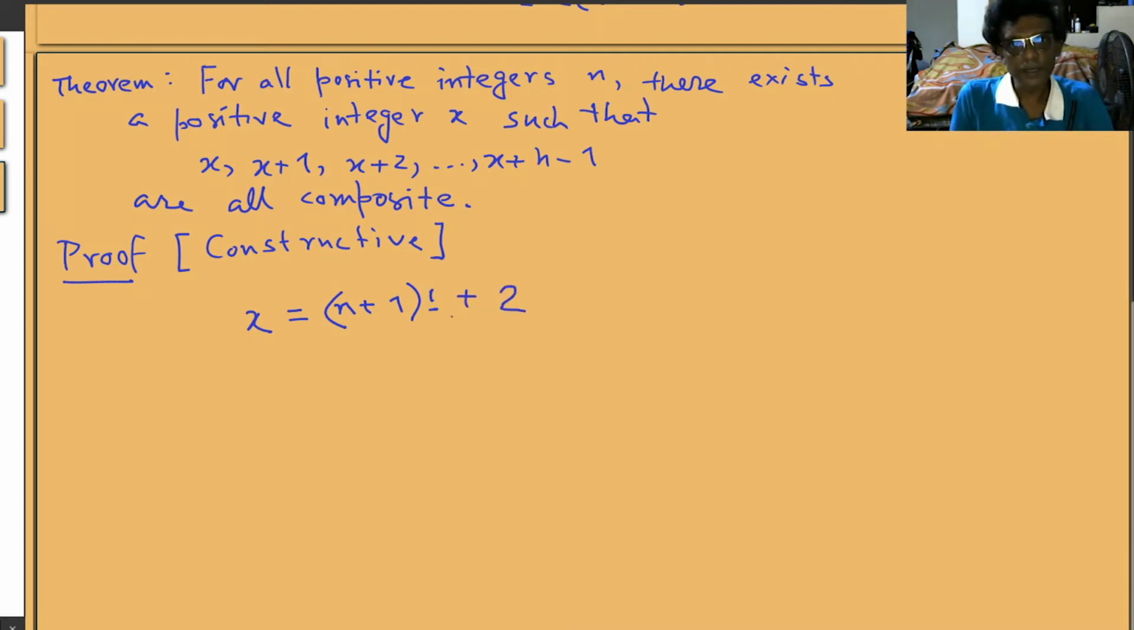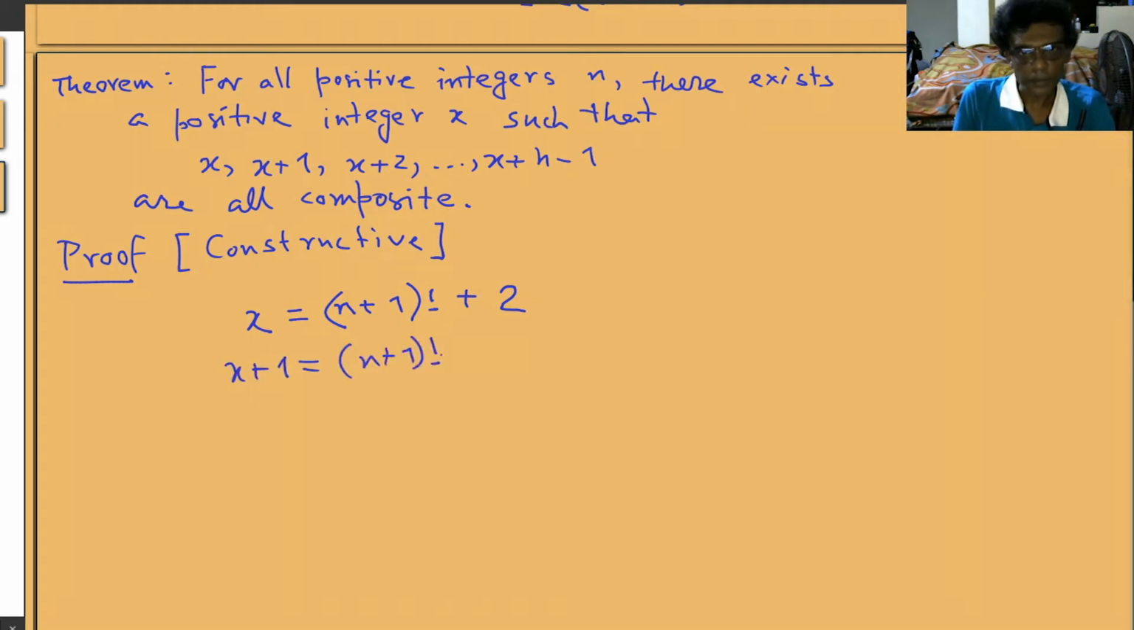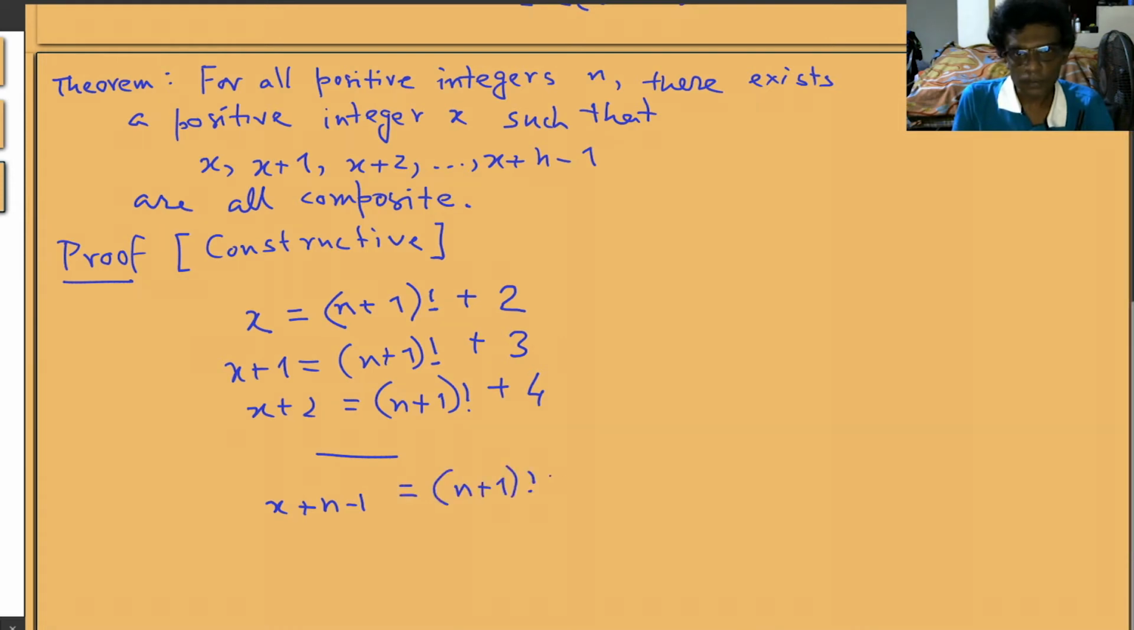Then what is x? This is definitely divisible by 2. This quantity is larger than all of 1, 2, 3 up to n plus 1. So this is divisible by 2. x plus 1 is (n plus 1) factorial plus 3. This is divisible by 3. x plus 2 is (n plus 1) factorial plus 4. This is divisible by 4 and so on. Eventually I have x plus n minus 1 equal to (n plus 1) factorial plus 2 plus n minus 1, which is (n plus 1) factorial plus n plus 1. This is divisible by n plus 1. So this example illustrates that we can have a constructive existential proof for all values of x.